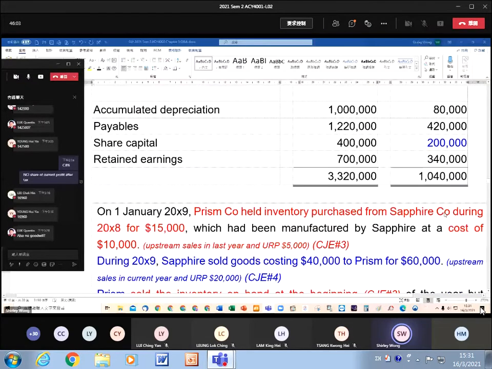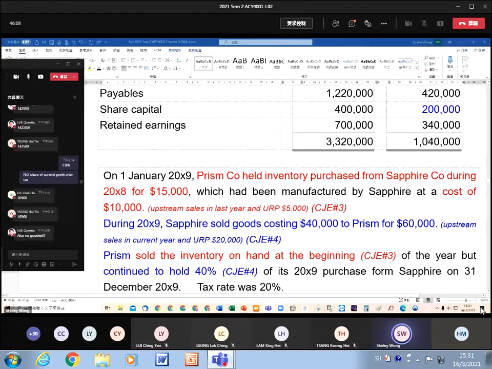Okay, finally, they give you some information about the intercompany transactions. So let's have a look at this box, this paragraph. There are two upstream sales. Let me read it one by one. On 1st of January 2009, that means at the beginning of the current year, the holding company has some inventory, and this inventory was purchased from the subsidiary company during 2008. That means during last year. And then the selling price is 15,000, while the cost of goods sold is 10,000.